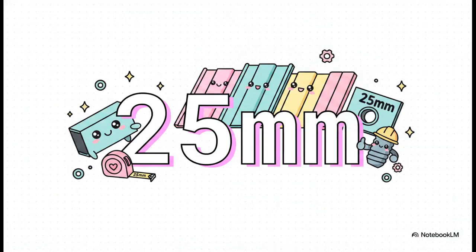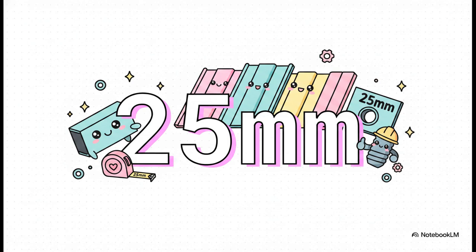Before we move on from purlins, I want you to burn this number into your memory: 25 millimeters. According to the structural specs, 25 mil is the absolute minimum distance from the edge of the purlin to the center of the first set of pre-punched holes. Out in the field, precision matters. If an installer ignores this tolerance, they seriously risk tearing the steel under load.